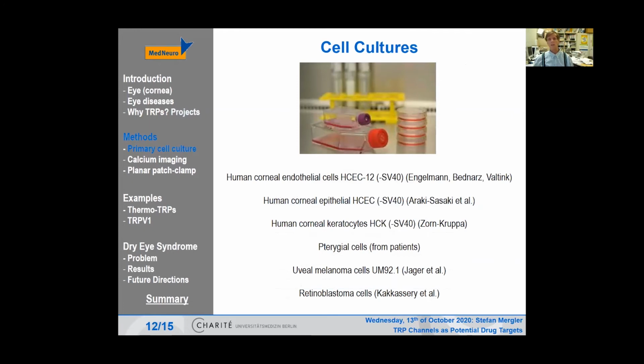Especially established cell models. For the investigation of corneal endothelial cells, we used a cell model named HCEC-12, which was established, I think, 20 years ago by Engelmann, Bednarz, and Ms. Monika Valtink. I still have contact with Monika Valtink.